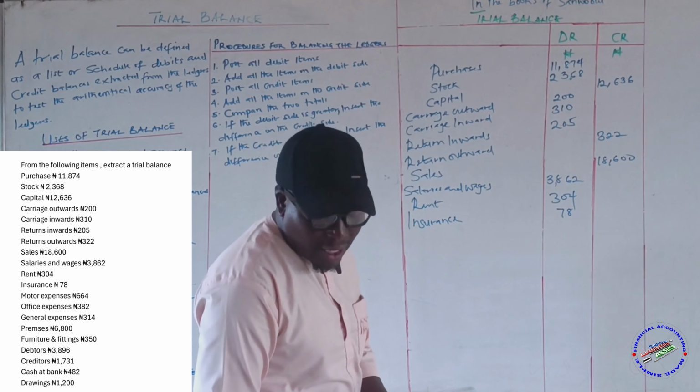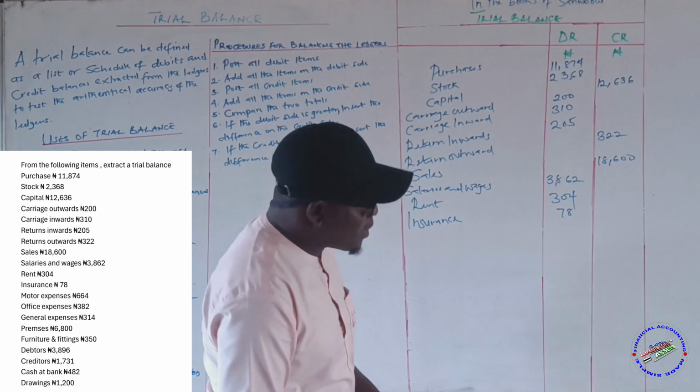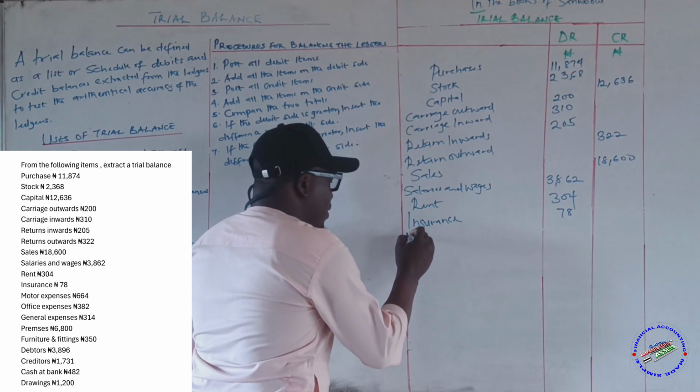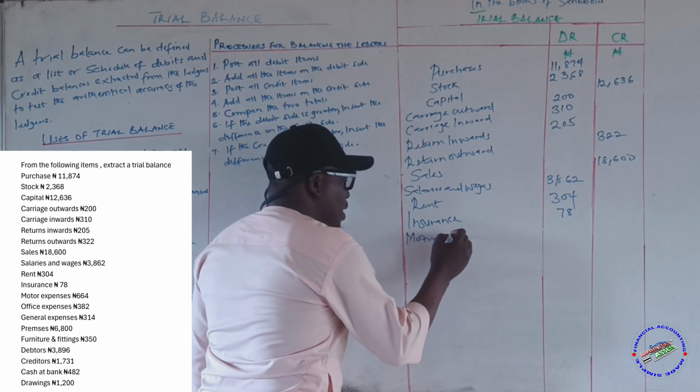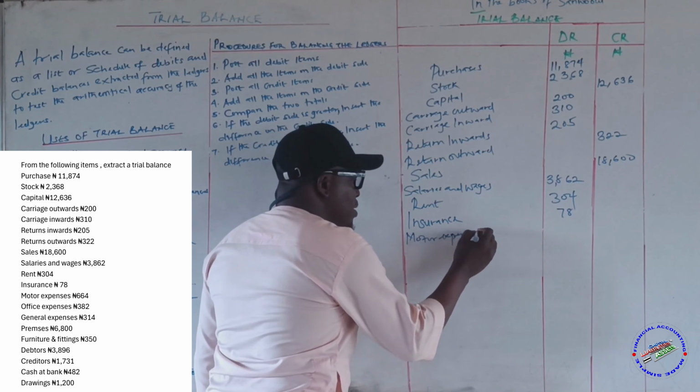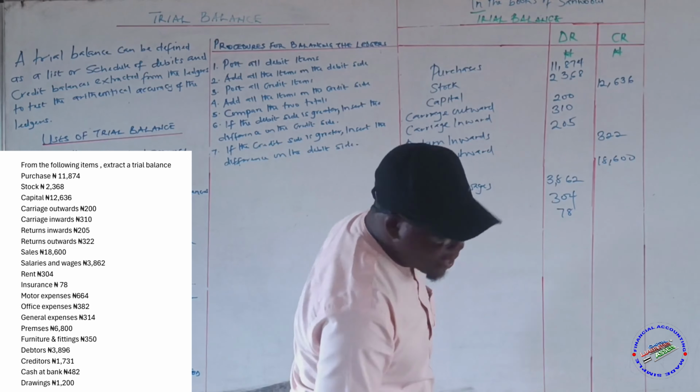Motor expenses. This one is even clear. Motor expenses is an expenditure. It will be on the debit side. So motor expenses is 664.